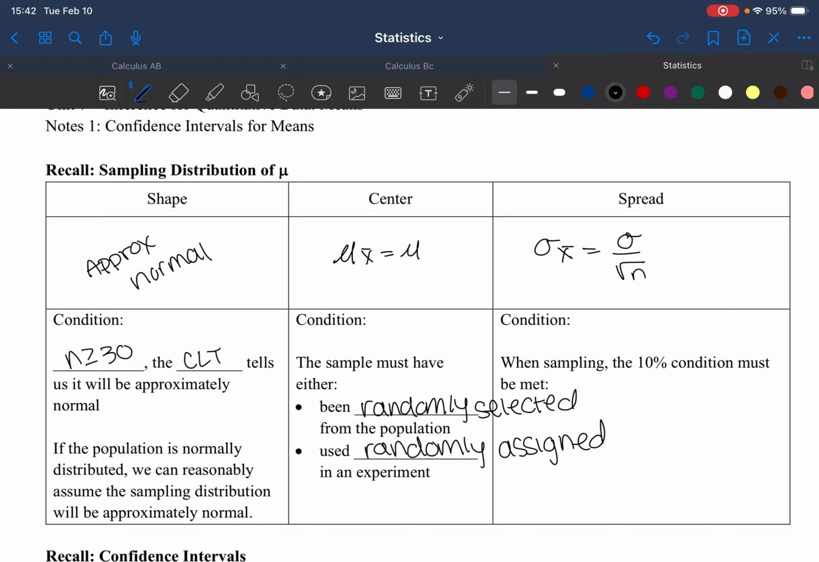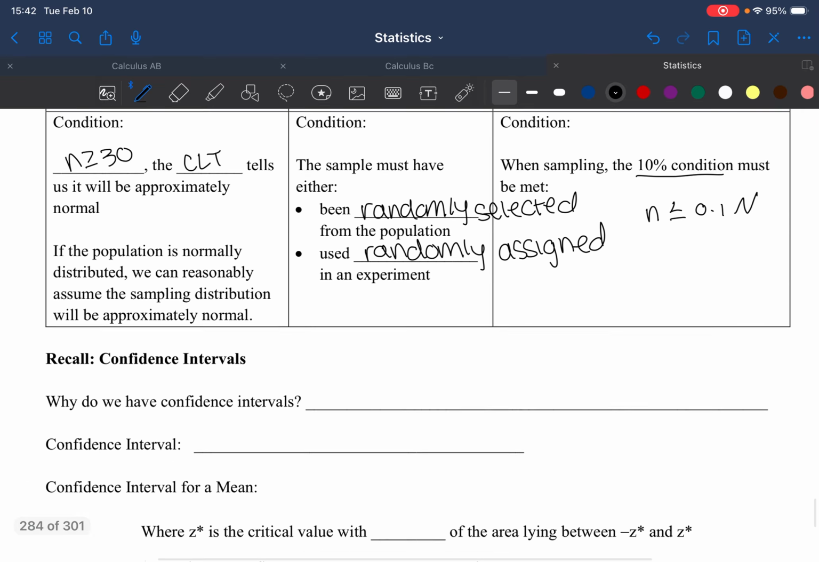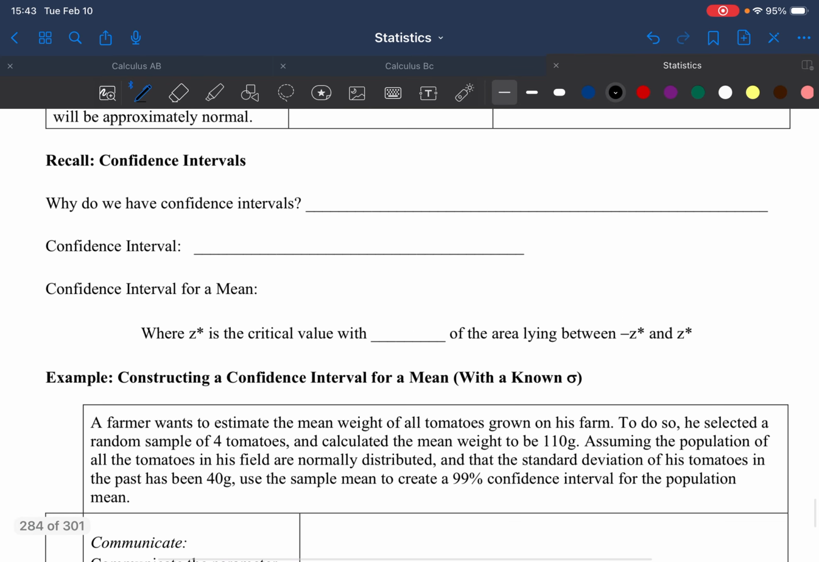And if our sample size is smaller than 30, we need to either hope that the problem talked about the population being normally distributed, or we would have to graph if given data. Well, since we're not given any data, like a table of data, and the problem, if we look back, does state that assuming the population of all tomatoes in his field are normally distributed. So since the population is normal, this implies that the sampling distribution is approximately normal.